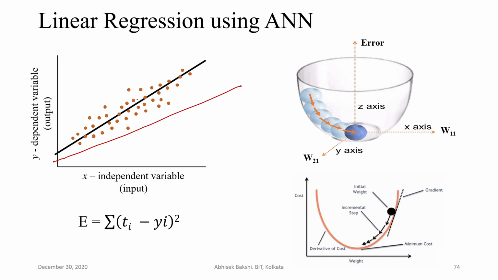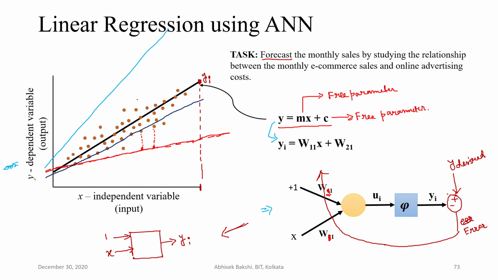You have some error. What are you doing? Depending on the error, you are adjusting W11 and W21, which are free parameters, so that next time the yi becomes much closer to y desired. So what will happen? That means I am actually optimizing the error. I'm trying to minimize the error between the actual output and the desired output.